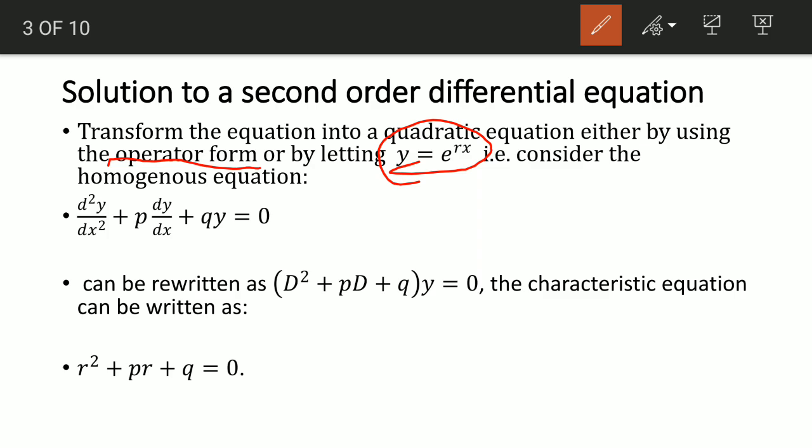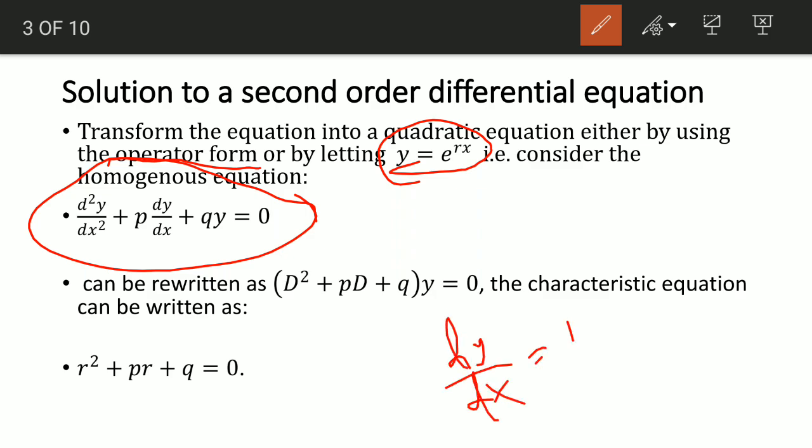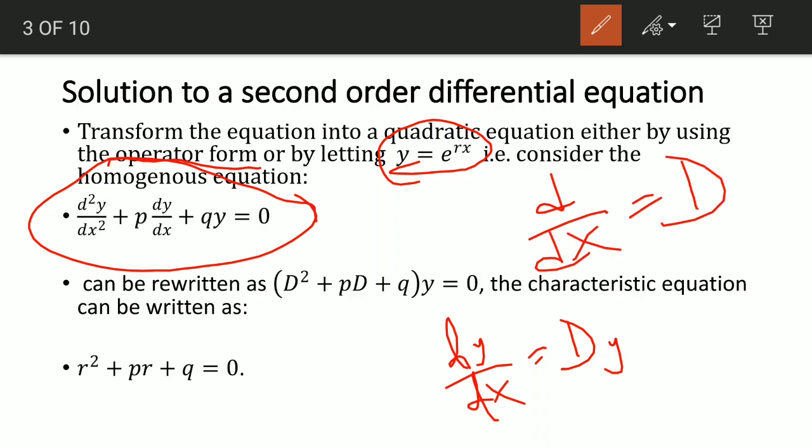So if we have the homogeneous equation this way, now the operator form here, in this case, we are going to represent dy/dx as an operator, that means as D. So d/dx is represented by D. Okay, and if we do that, you can see that d squared y will be D squared, because that's the square, right? Then dy/dx will be D, and you have q.